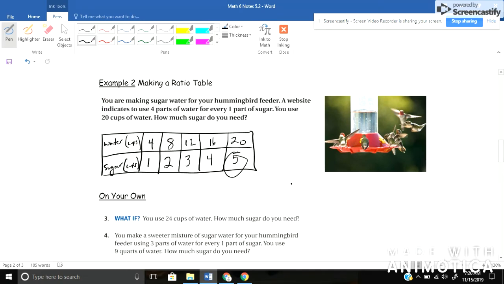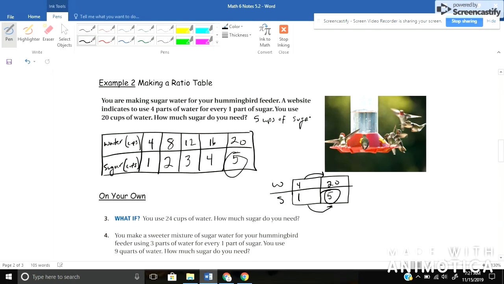Now, again, I'm going to reference what I talked about before, but it would have been a little bit easier if you used multiplication right away. And you just said, okay, well, water, I have 4 parts, and sugar, I have 1. In the end, I know I need 20 cups of water. So how do I go from 4 to 20? Well, I multiply by 5, so I need to do that on the bottom. 1 times 5 is 5. It would have been a little bit quicker, but you need 5 cups of sugar.